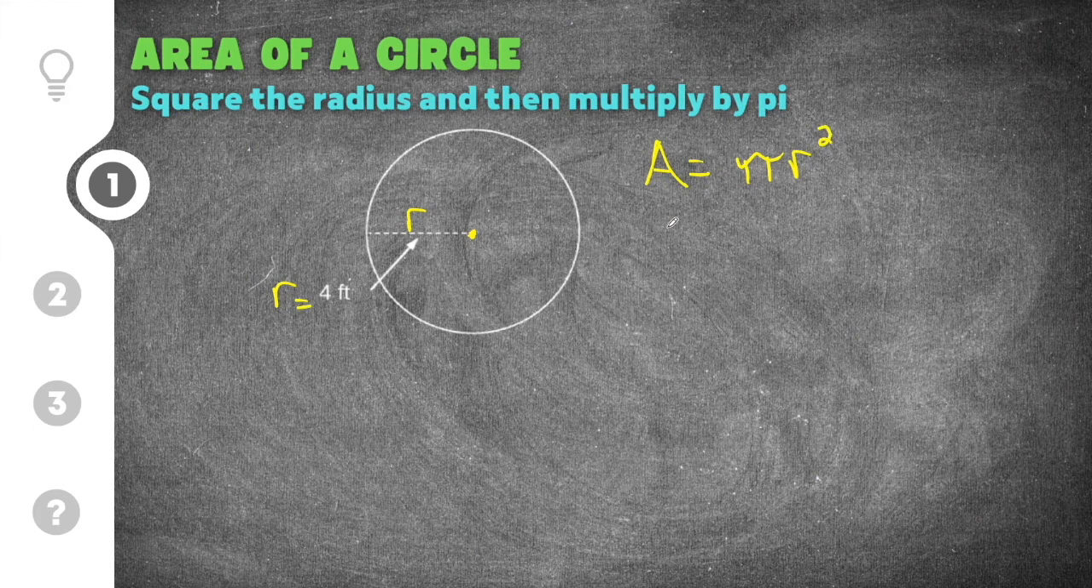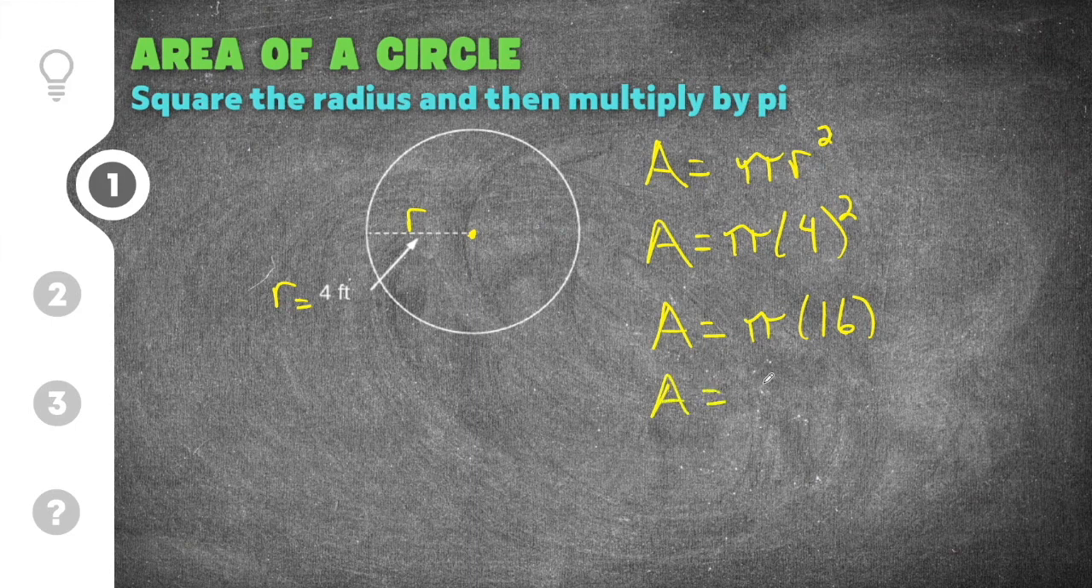So r is 4, so what we can do is we can take our formula and we can replace the r with the number 4 in the formula. Now we're going to follow the order of operations, and the order of operations says you do the exponent first. So we're going to say pi times 4 times 4, so 4 squared is 4 times 4, and that's 16. All I did was 4 squared to get 16, and then I'm going to solve for the area by multiplying pi times 16.